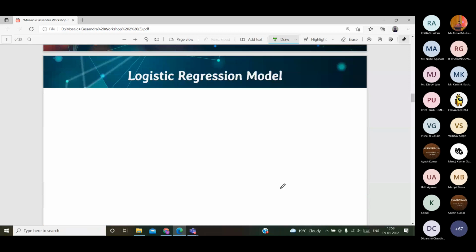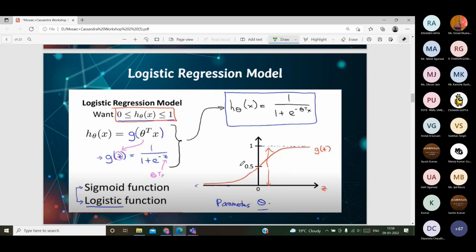Now coming to what a logistic regression model is. Basically, we wanted all our values to be between 0 and 1. We wanted to squash all the values, so we wanted h theta x greater than or equal to 0 and less than or equal to 1. So we assign a new function to it. Originally h theta x was this one, but now we assign a g before that. This whole thing is a new function, and this function basically gives all the values between 0 and 1.